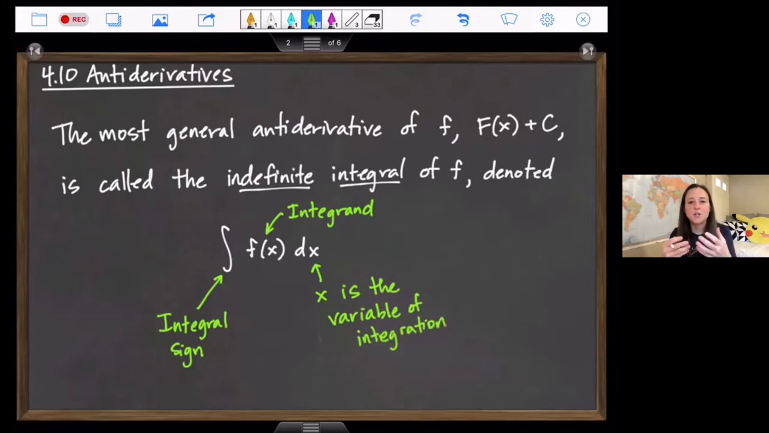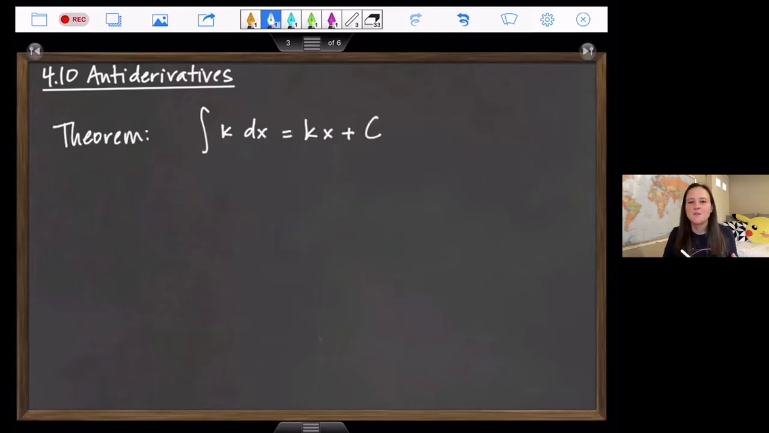So if you had a function of t that you were finding the antiderivative of, you would see dt at the end of the integral. If it was a function of theta, you would see d theta. So then for the rest of the video, I'm just going to show you a few quick antiderivative rules.